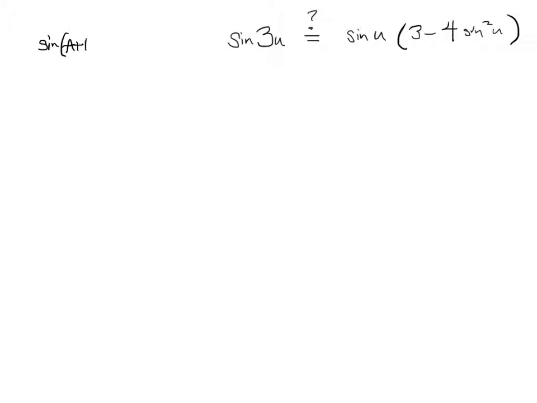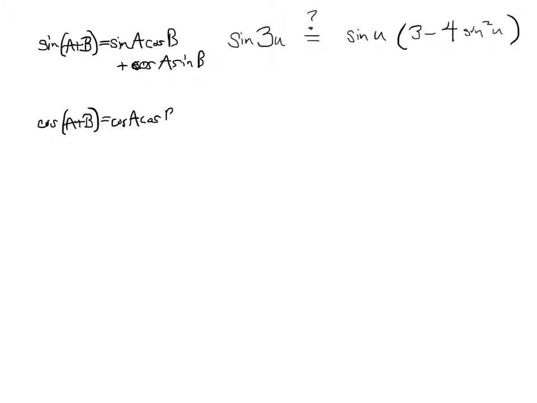Sine of A plus B equals sine A cosine B plus cosine A sine B. And then the other one is cosine of A plus B is cosine A cosine B minus sine A sine B. Okay, like you said, sine, cosine, cosine, sine, cosine, cosine, minus sine, sine. I don't know why that sticks in my head, but it does.